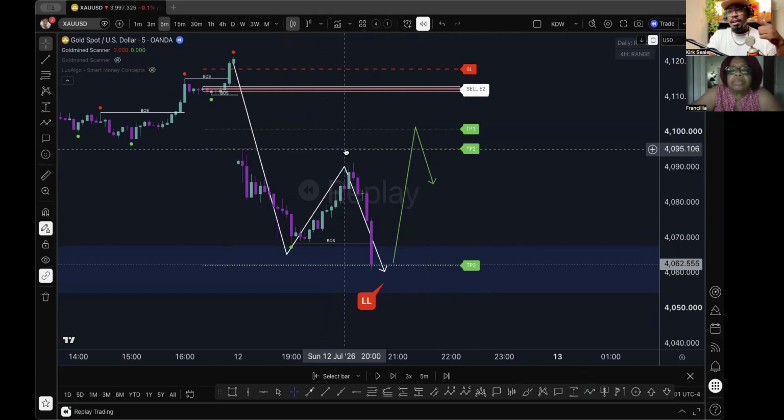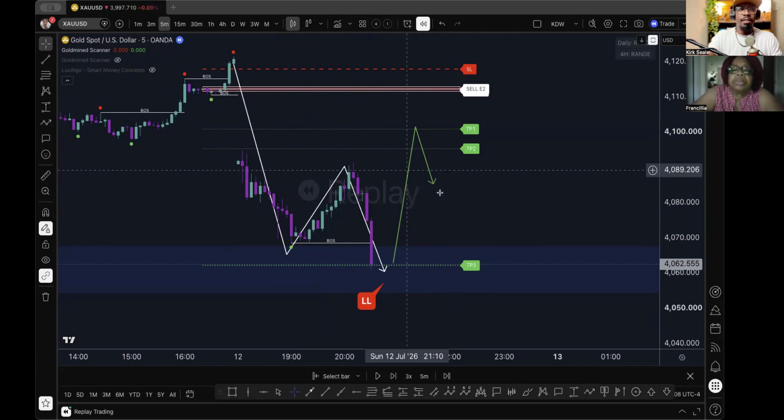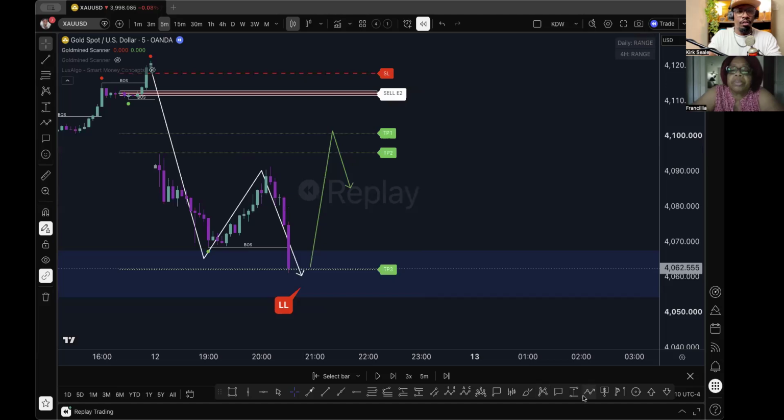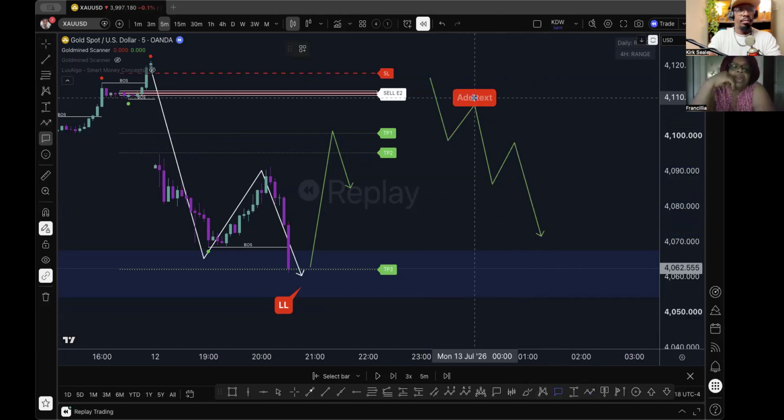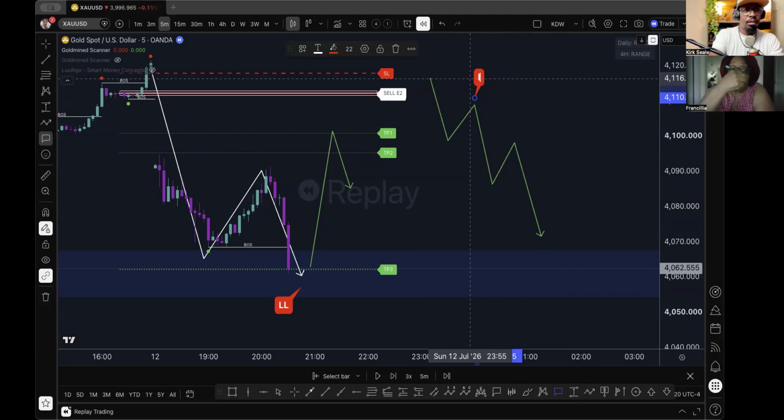If we get a higher high, that will be an indication that price probably wants to go up. Let me keep this on the screen just so it's clear. If we're going down, we want this.